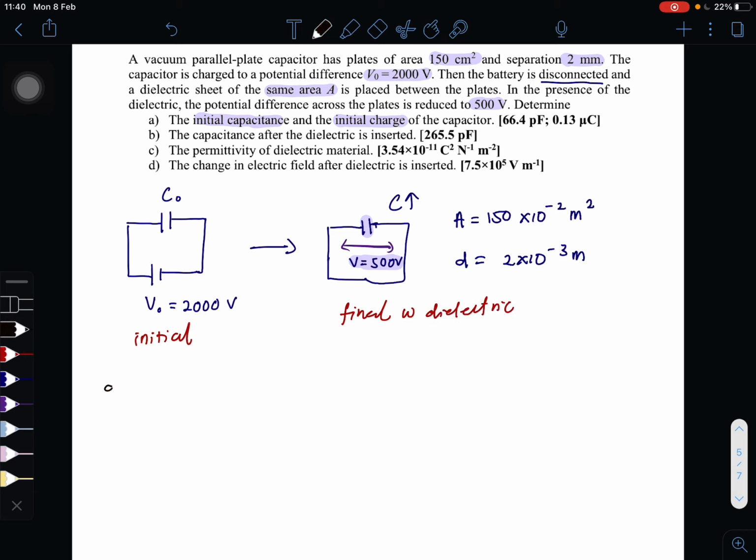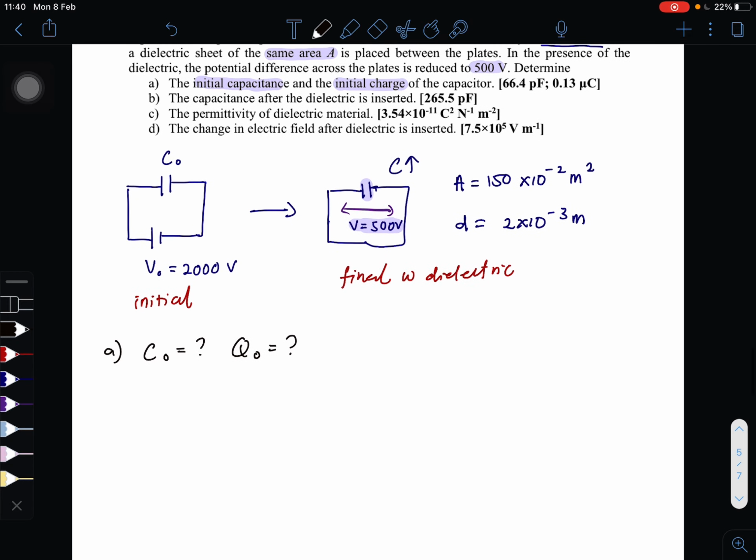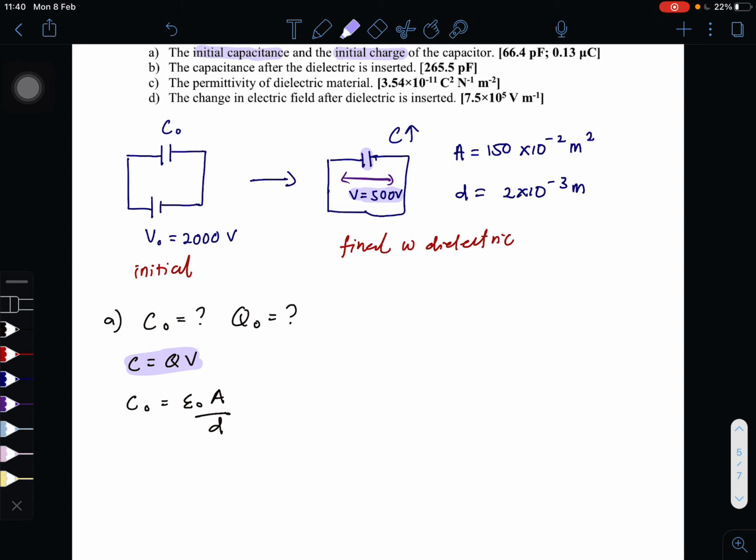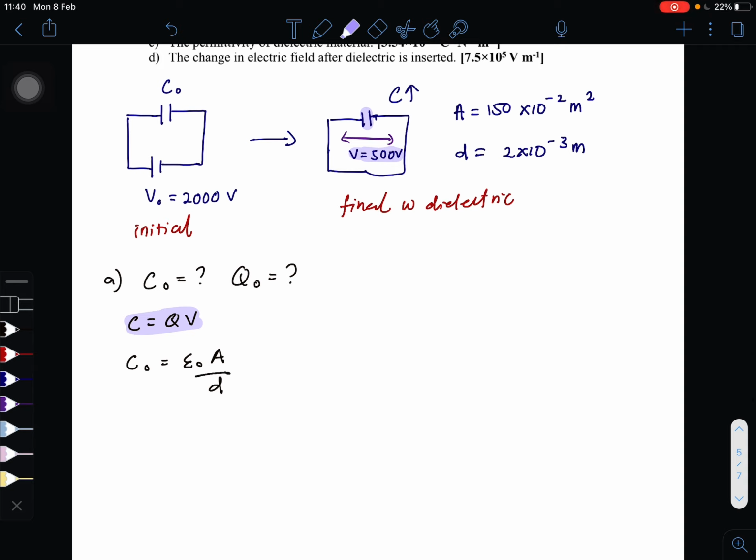Okay, so now we want to find the initial capacitance and initial charge. So kita ada dua sahaja value, formula untuk C dekat sini. So we either use C is equal to Q over V, or we can use C0 is equal to E0 A divided by D. Since dekat sini we cannot use this one, sebab kita tiada value untuk Q. Sebab kita mau dua-dua value ni kan, C dengan Q. So we can find the C first.